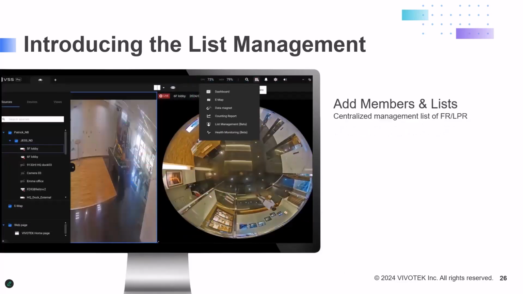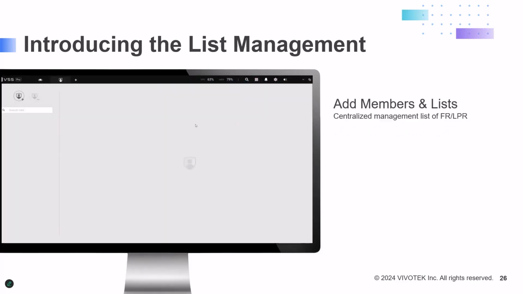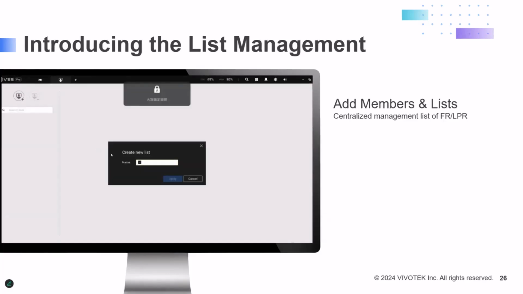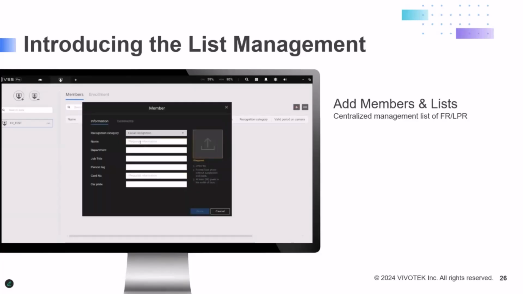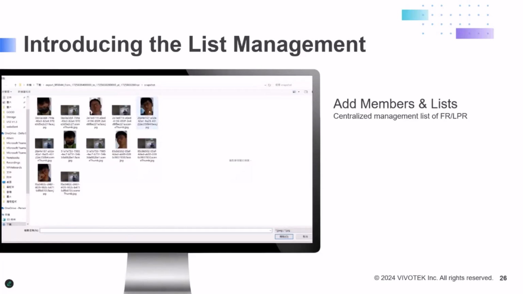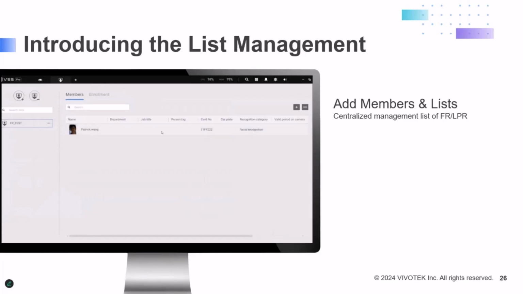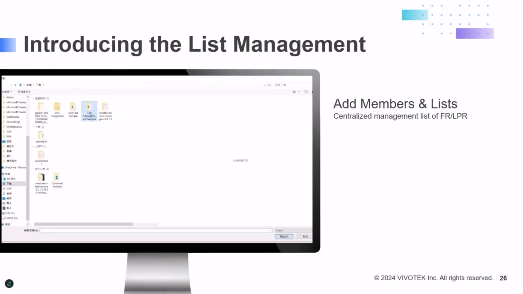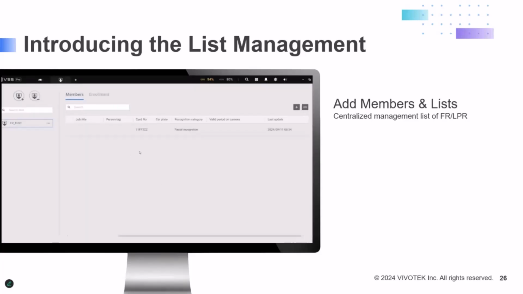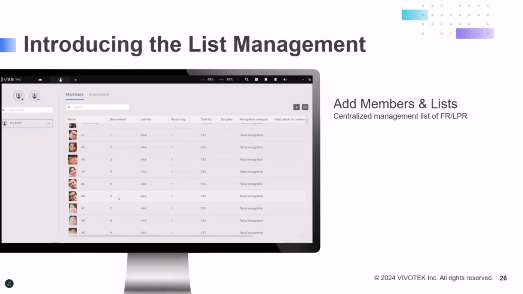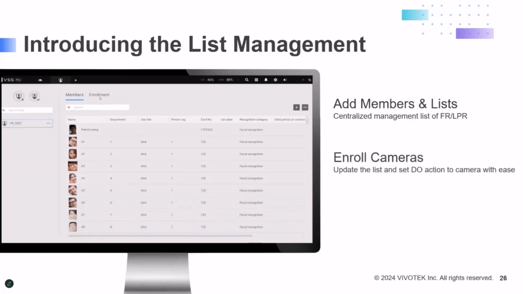Now let me quickly walk you through a demo of how list management works. There's three key steps. First, you're going to add your list and its members into the list management interface. And we can do this either individually, manually, or we can upload the entire list. So this is going to create a centralized database for easy access. Next, we can enroll our cameras.